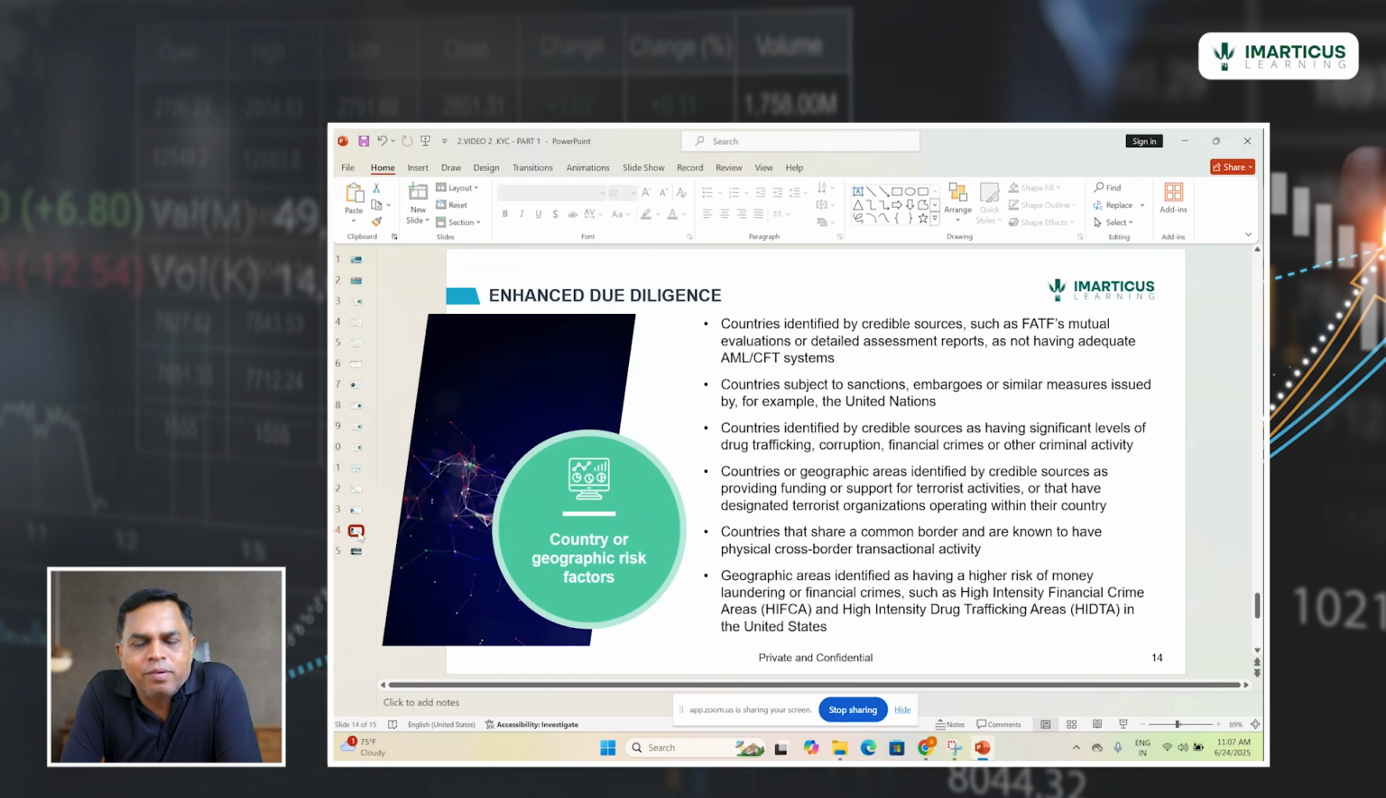So these are a couple of areas where, if the bank or financial institution feels that the customer is high risk, or the geographical location of the customer is deemed high risk, they have to perform enhanced due diligence. To summarize, in this session we have discussed what KYC is, the elements of KYC, and we have seen the customer identification process and the customer due diligence process.